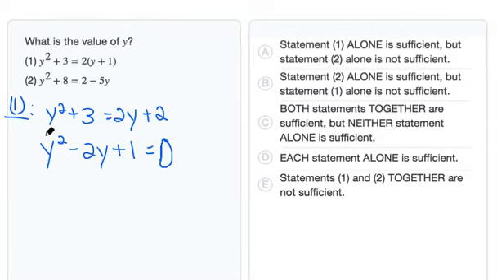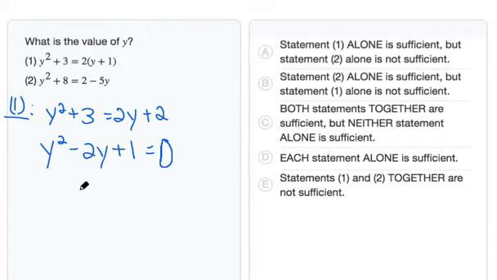Because we have a quadratic equation, odds are we're going to end up with two values for y. So we have to decide whether we're going to get one value that repeats itself twice, or we get two unique values, because we need to determine whether we can actually find one value for y to answer the question. So let's continue to solve this quadratic equation.